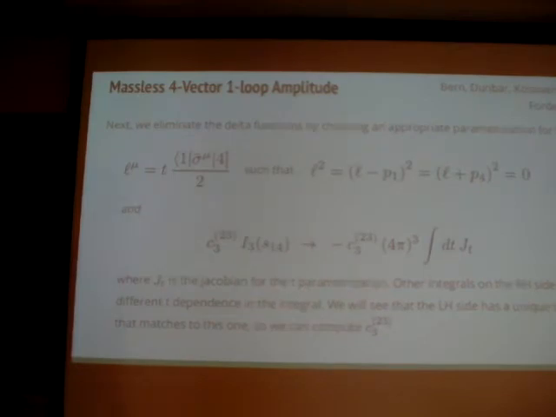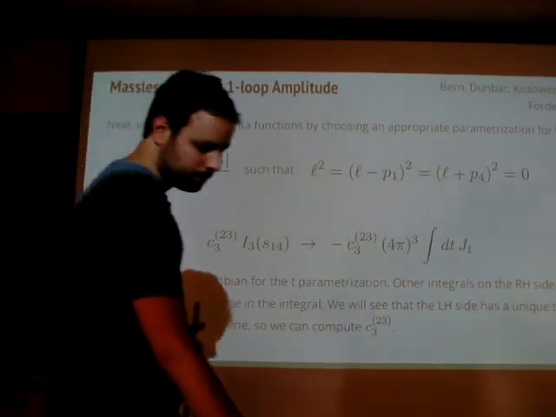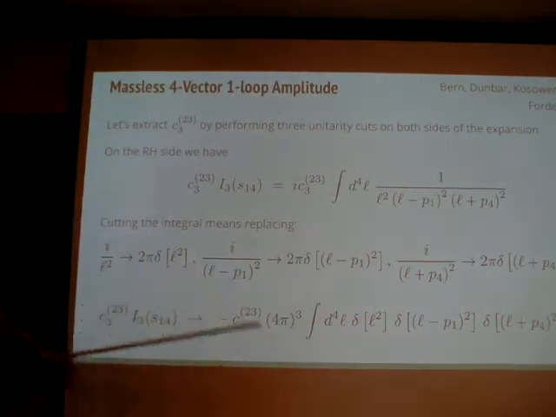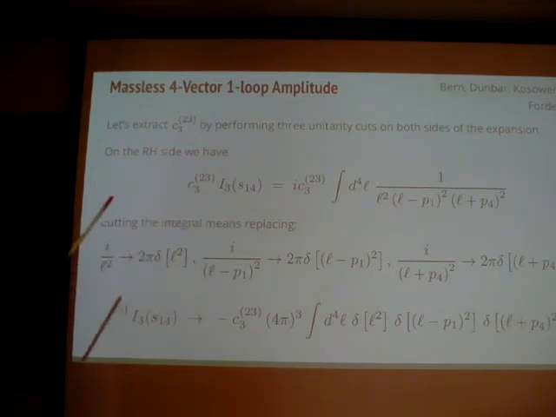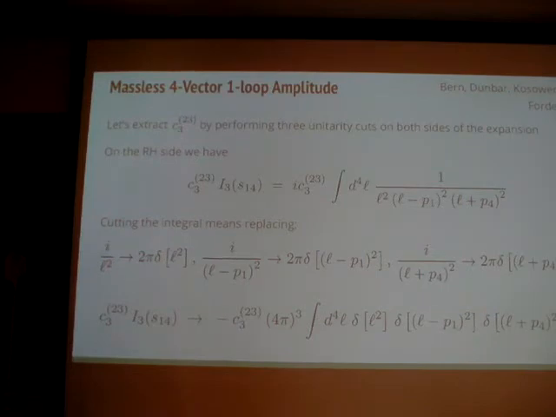Sorry, can you just explain what this operation is exactly? Because you're putting three different factors on shell. What is the basis of this? Right now I didn't choose the basis yet, and that's going to be the next slide. Okay, but I'm just used to the normal Cutkosky cuts, where you're choosing a particular cut.